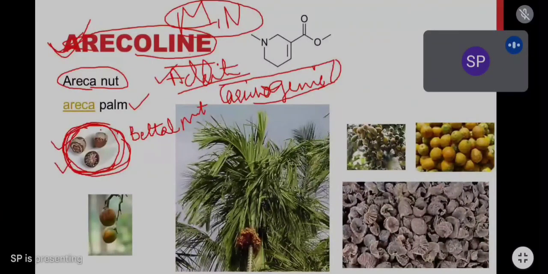It will act on the CNS. And a very important point is that it will have carcinogenic property. Now these are all the images of arecoline you can see. If you want to study or write an article about the areca palm, because in all Asian countries, in Maldives, India, most of the Asian countries, people use arecoline, areca nut very commonly.